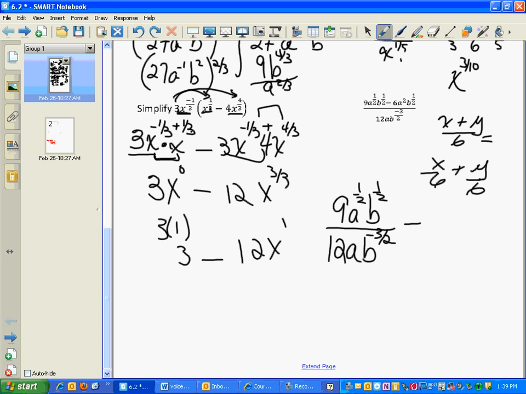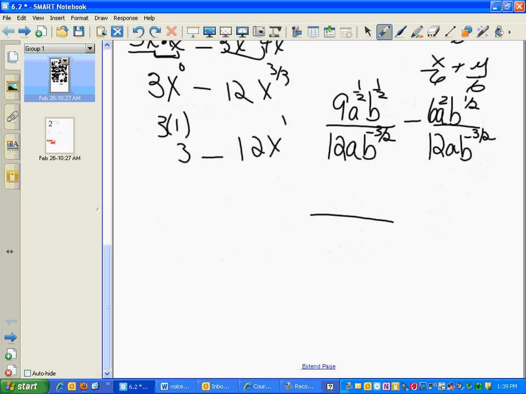minus, what am I going to write for the next one? Over. Exactly. Now we're going to simplify each term. 9/12 reduces to what? 3/4. And a to the 1/2 over an a is an a to the, so we're going to put it down here, correct? Because if it's negative 1/2, it drops down to the denominator.